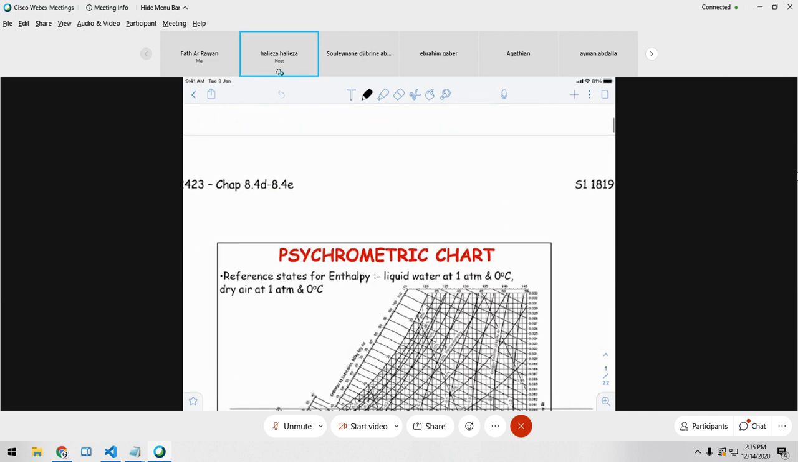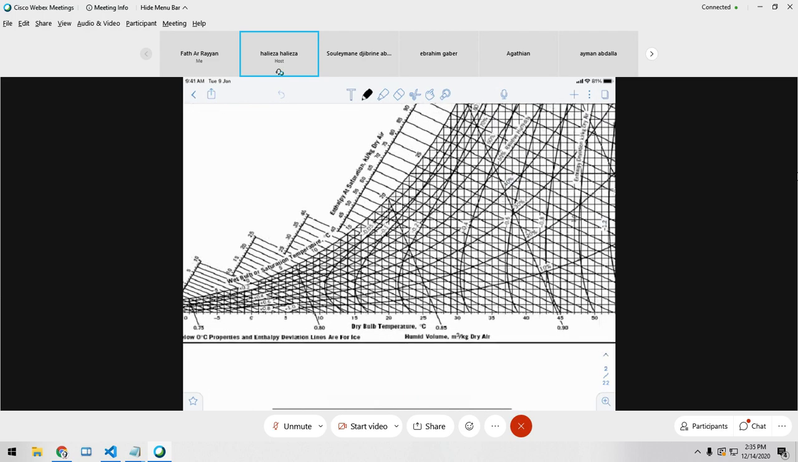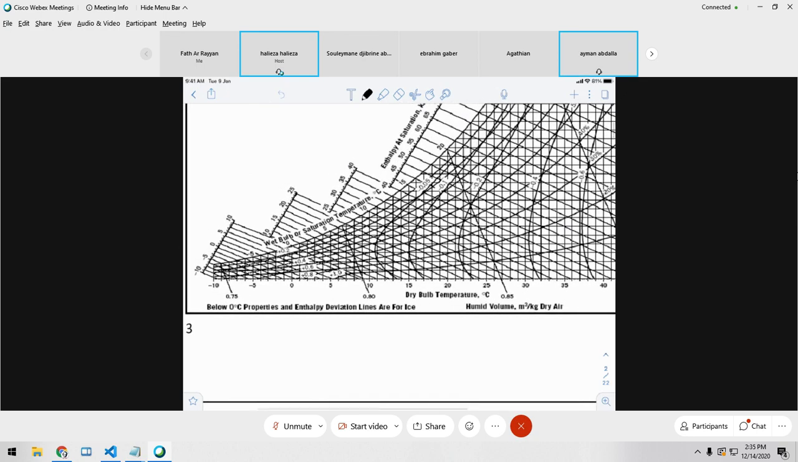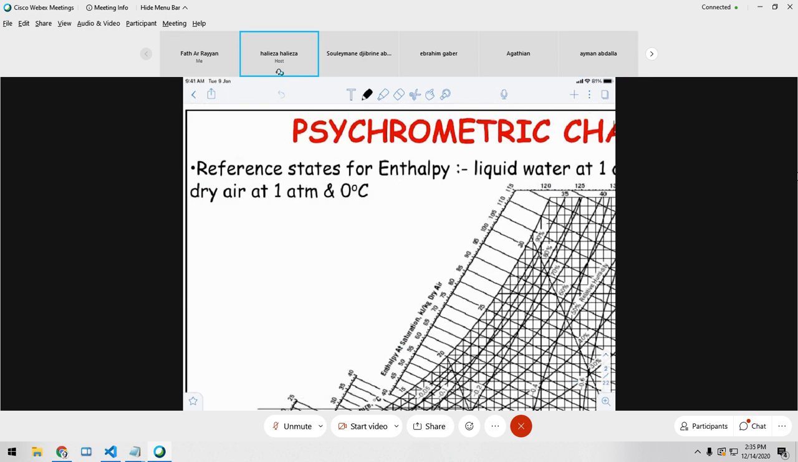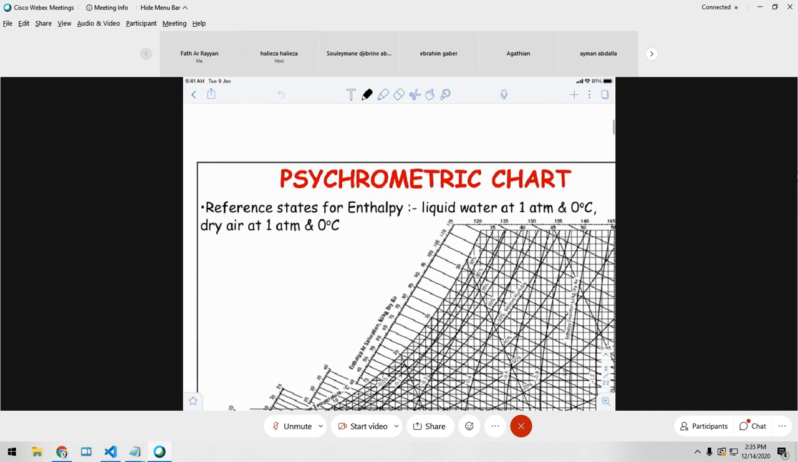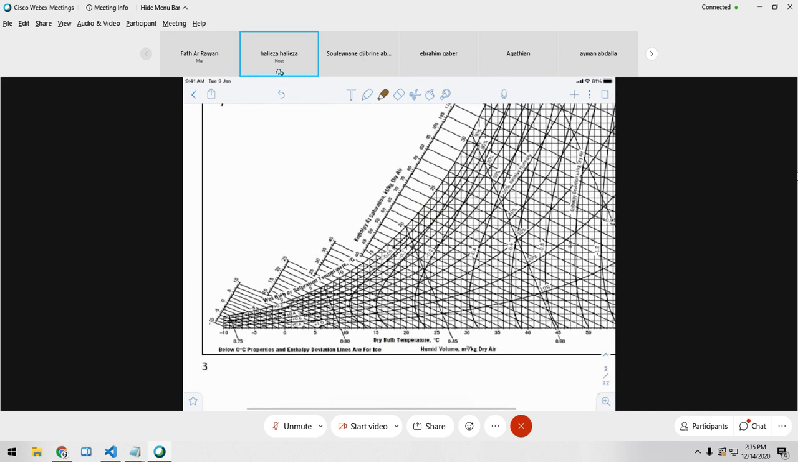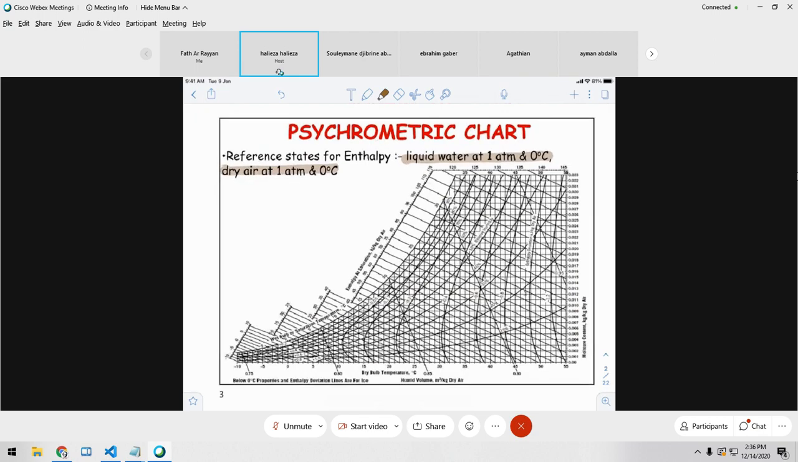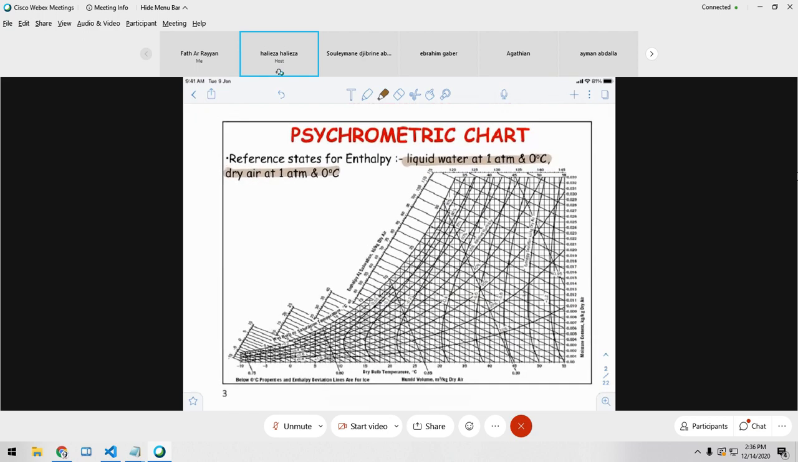The unit itself is per kilogram of dry air, but the enthalpy itself is that of, where is my enthalpy chart? Yeah, this is it. I'm looking at the reference. Reference state: liquid water, 1 atm, dry air, 1 atm, 0 degrees C. So the water vapor is already included in the enthalpy. When they plot this graph, they already include the water vapor, but the reference state starts with liquid water.